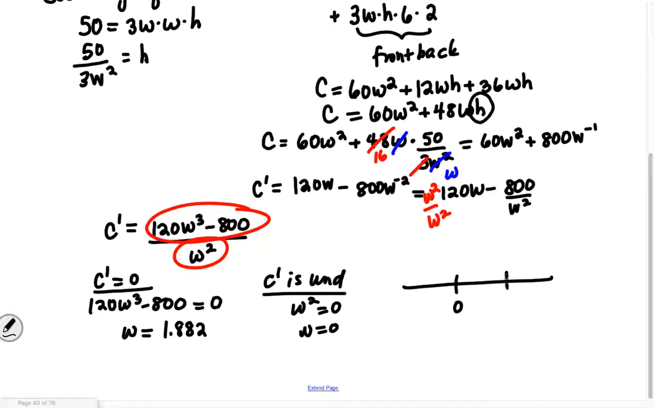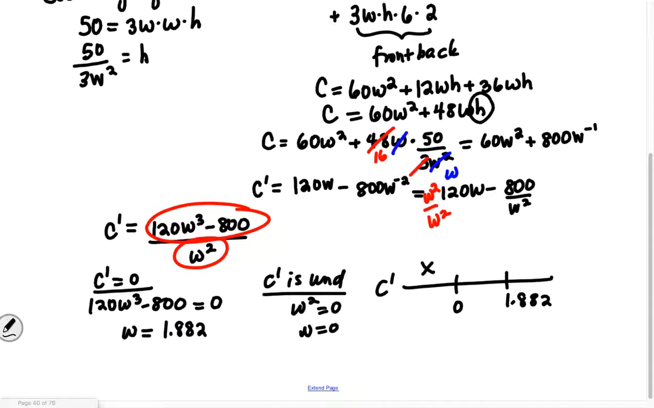So Ari, I think what you're asking is like sometimes you get values that don't make any sense. Well, if I plug in anything to the left of 0, that doesn't matter to me, does it? I'm not going to use a negative width. So I just kind of put an X there. I'm not even going to look at those. But I need to check to see if c prime is negative and then positive or positive and then negative. And that tells me if I have a max or a min.